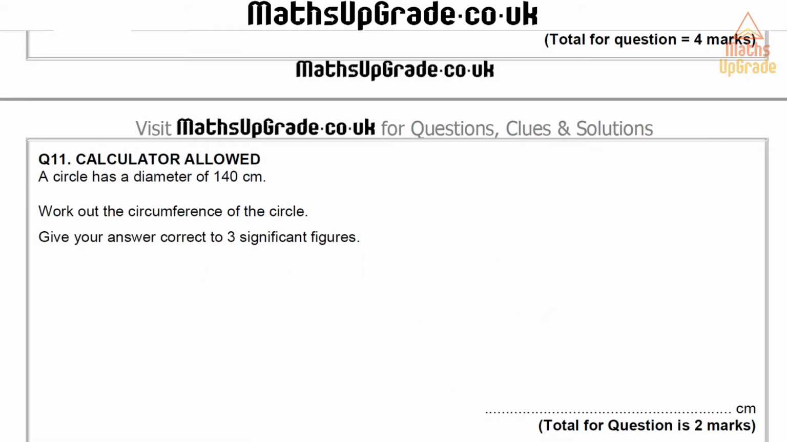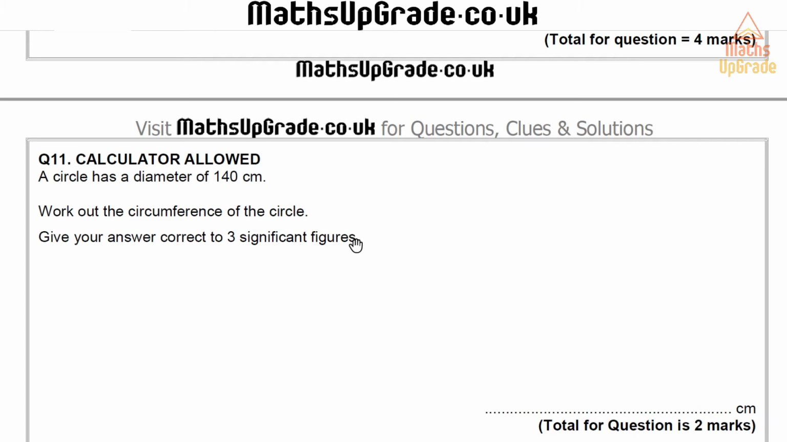Okay, question 11. This time a calculator is allowed in these questions now. The circle's got a diameter of 140 centimeters. Work out the circumference of the circle. Give your answer correct to 3 significant figures. What I'm going to do is underline this 140 on the diameter, underline that word circumference, and underline 3 significant figures.